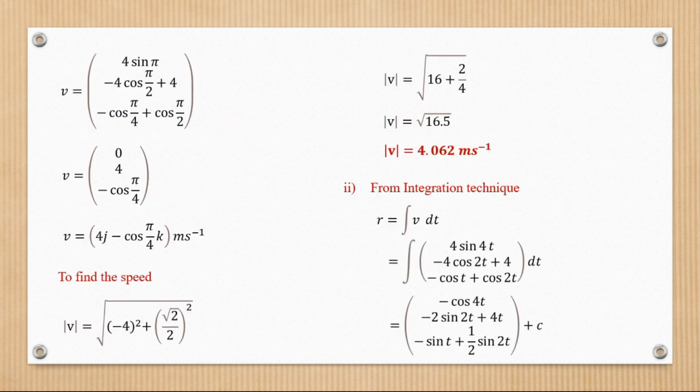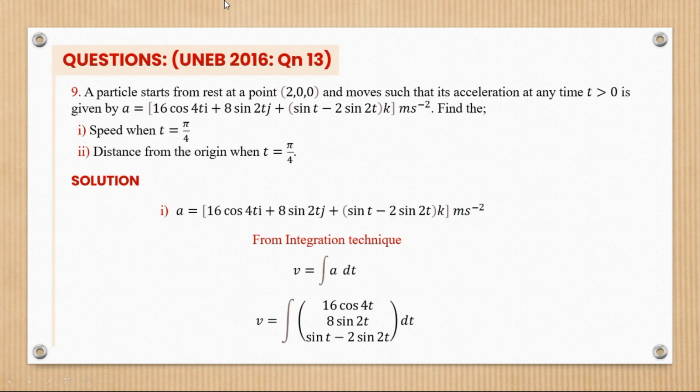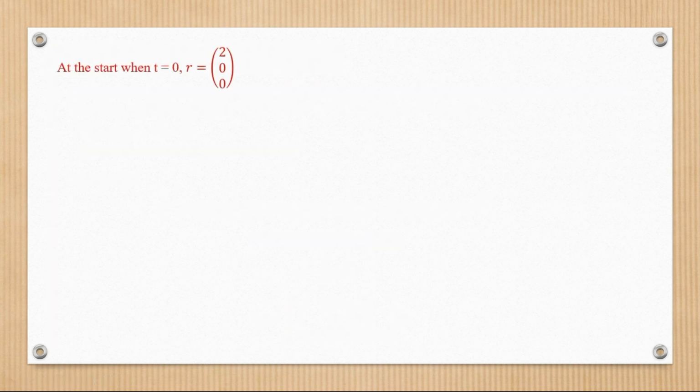Now when you integrate that, at the top I'll get negative cos 4t. This will give me negative 2 sin 2t plus 4t. Then this here will give me negative sin t plus a half sin 2t plus c. Now to find the value of constant c, I have to look for the origin where everything was when time is 0. Now according to the question, we are told that the particle started from rest at a point 2, 0, 0. So that means that the initial position was 2, 0, 0. So at the start when t is equal to 0, r was 2, 0, 0.